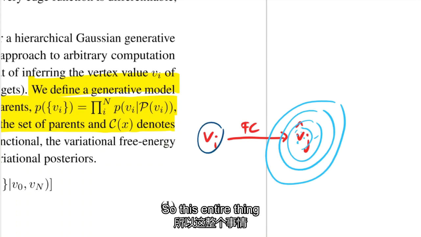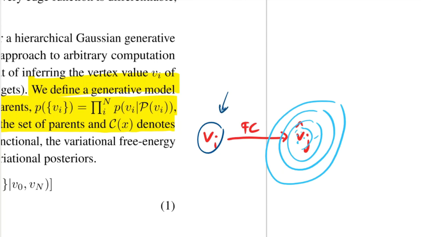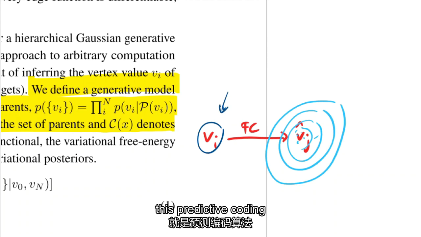So this entire thing is built upon the assumption that we're pretty sure what the input is, and we're pretty sure what the label of a data point is, but we're not really sure what the intermediate layers are. We're going to run an update procedure on our guesses of where these intermediate signals are. And that's going to be this predictive coding algorithm.